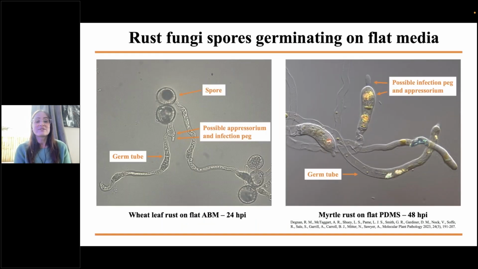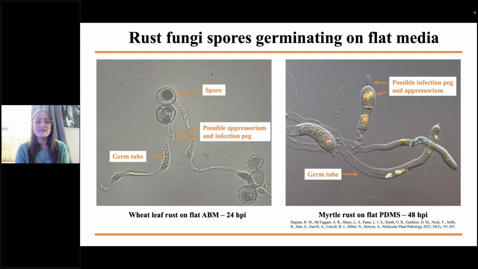So I thought I'd sort of start with my work by just showing you essentially some nice pictures. So these are some rust fungi germinating on flat artificial surfaces. So the one on the left is wheatleaf rust on flat agar-based media, and the one on the right is Myrtle Rust on flat PDMS. Thank you to the colleagues from Queensland for doing that work for me. So I work with both the agar-based media and silicone-based. PDMS is essentially just a silicone-based polymer.